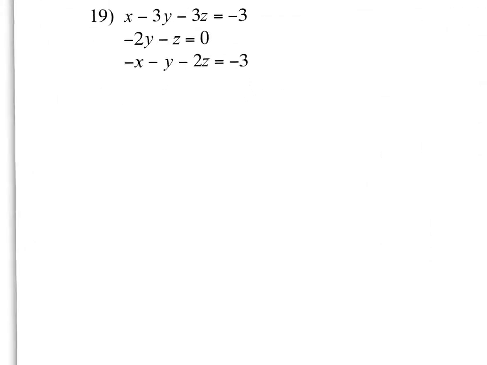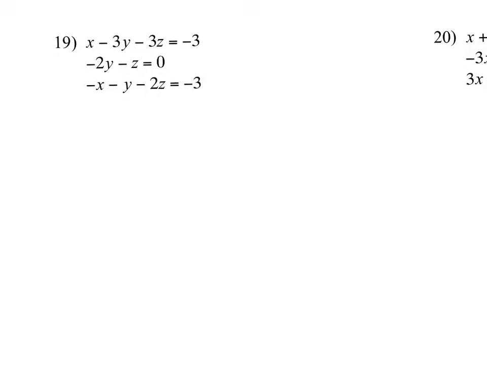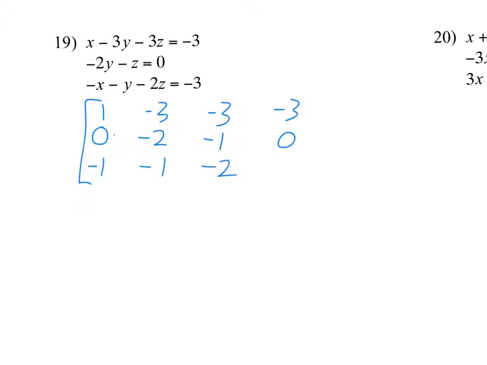For number 19, we've got another system. I'm going to write this in augmented form, so 1, negative 3, negative 3, negative 3, 0, negative 2, negative 1, 0, and then negative 1, negative 1, negative 2, and negative 3.